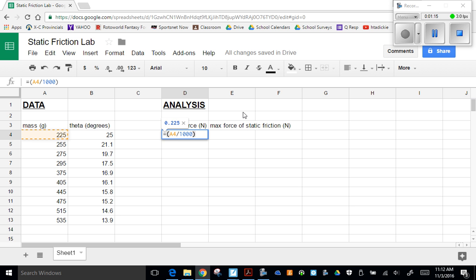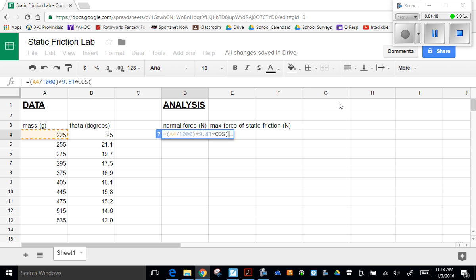Now I've got kilograms, but I need to multiply those kilograms by 9.81. It tells me that the force of gravity here is 2.20725. That's mass in kilograms times 9.81. But now I want to multiply that by cosine theta. So I'm going to enter the cosine function. But remember that Google Sheets expects you to use radians. We have degrees. You can either calculate 25 degrees, 21.1 degrees, and so on in radians, or you can have Google Sheets do that for you.